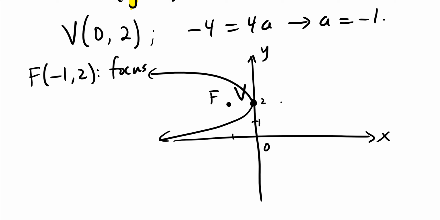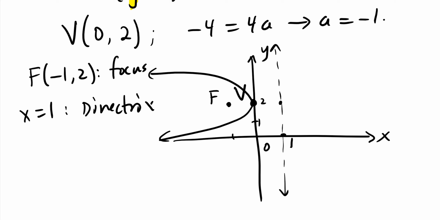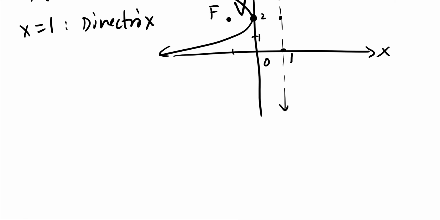If you move 1 unit to the right, you get the vertex. X equals 1 is the, not vertex, directrix. So we got the directrix, the focus, the vertex, and we sketched the graph. That's all we need to know here. Now what about if they do it backwards?